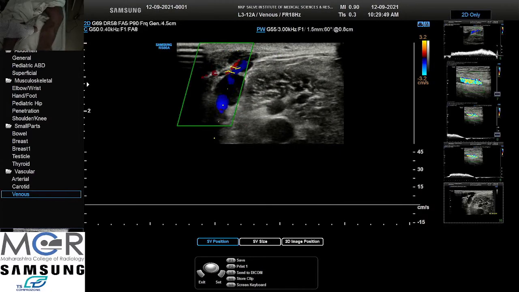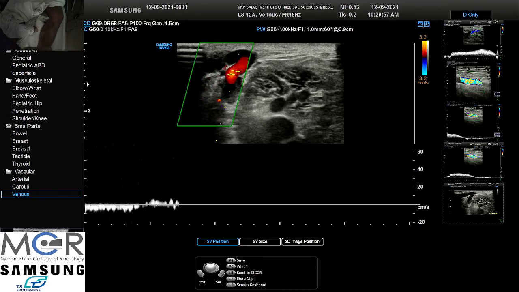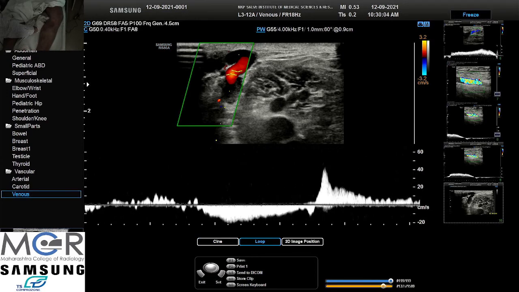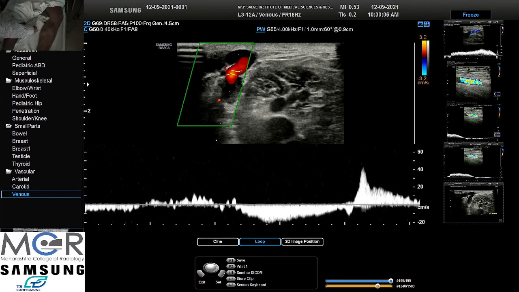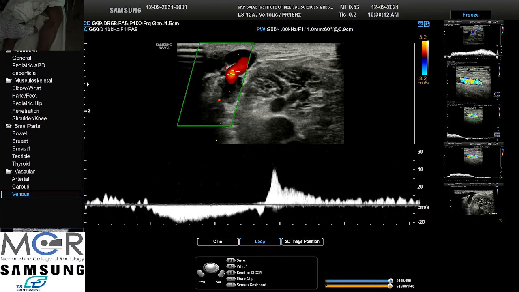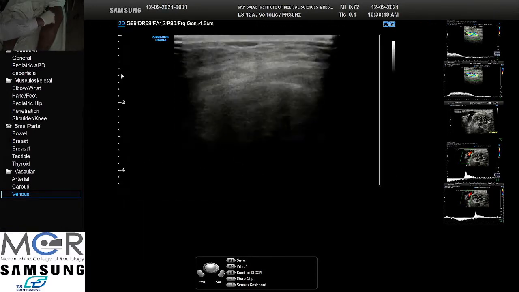At the point of entry from superficial to deep fascia, just put the spectral gate and compress. See, otherwise also he was showing incompetence. This is the normal direction of flow, and after Valsalva you can see that there is a significant reflux there. So we'll see any other perforator are there.